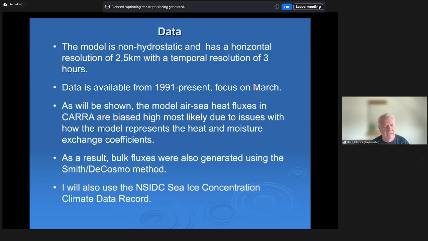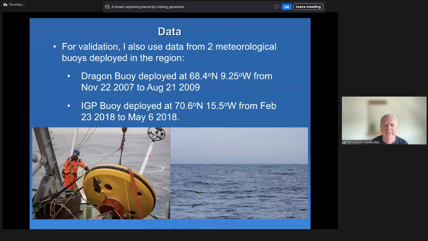As I'll show you, one of the challenges in using any model is that the air sea fluxes may have issues. And as I'll show you, the CARA fluxes are biased high. It's probably related to how the model represents the heat and moisture coefficients in the parameterization. As a result, we won't use the model fluxes directly, but we'll use the bulk fluxes that we generated using the model surface fields. I'll also use the climate data record from the NSIDC.